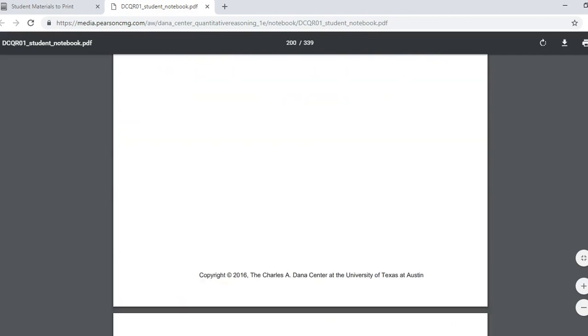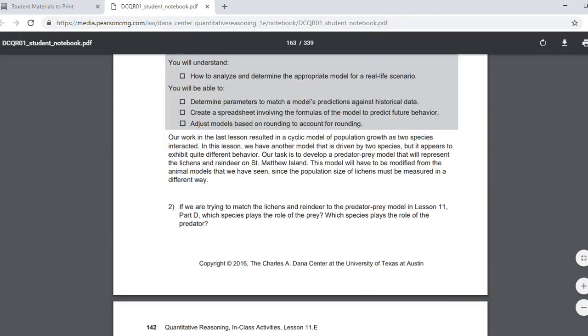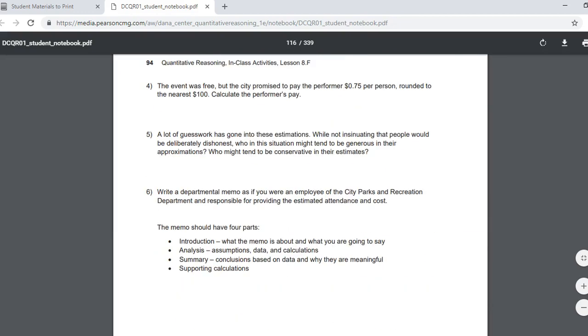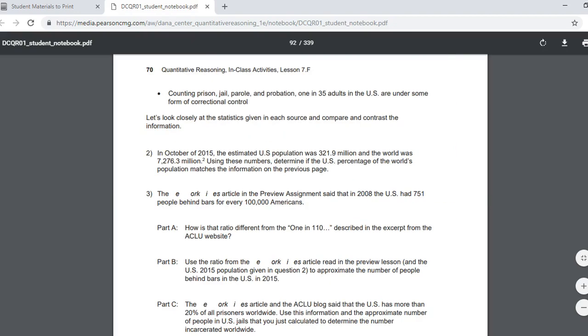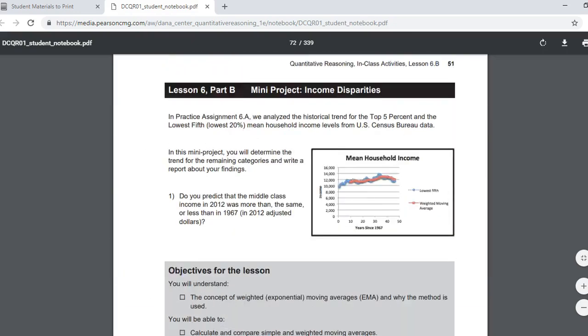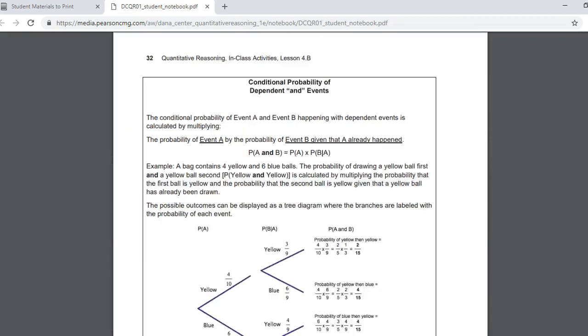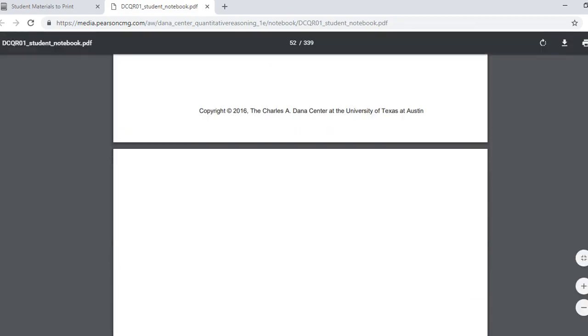And I went way too far. Let's go back to 5A. Still too far. And eventually, we will be at 5A.